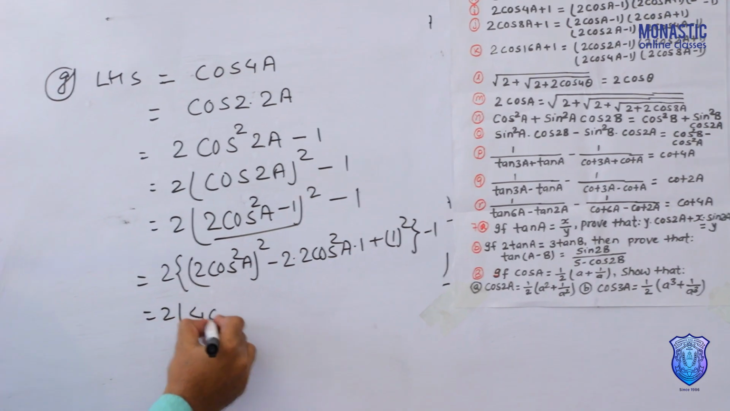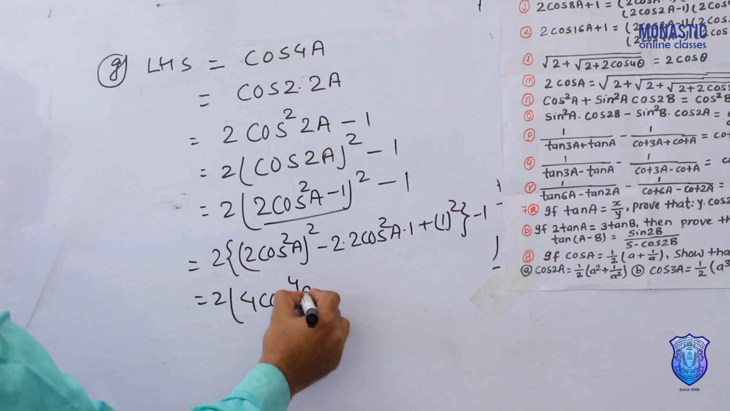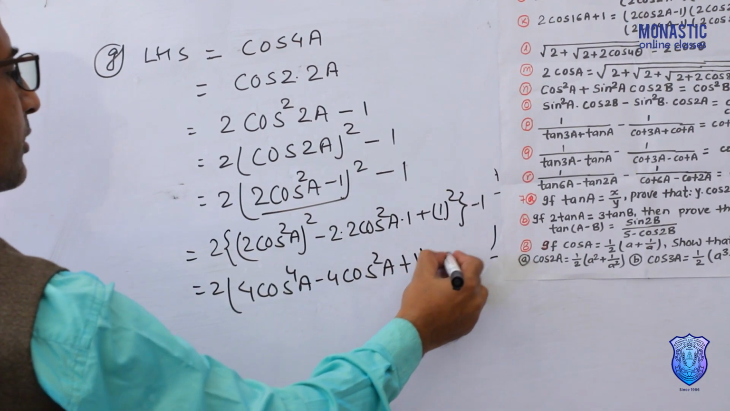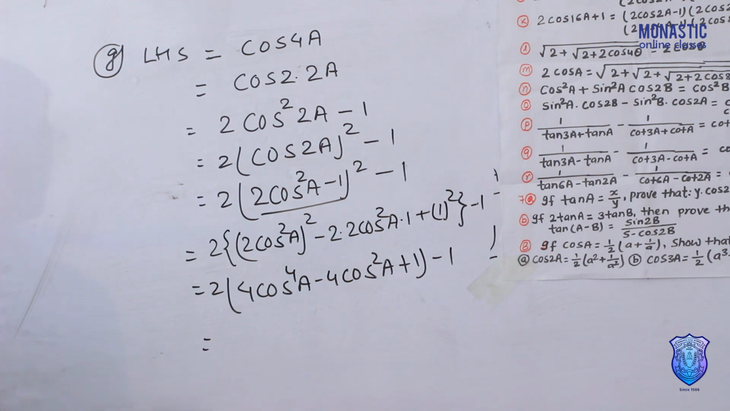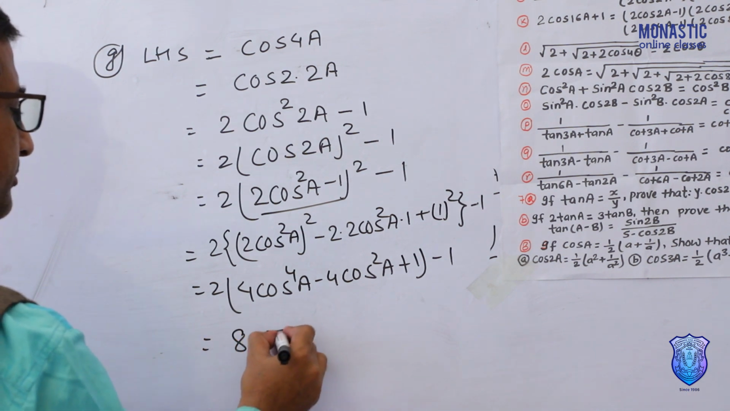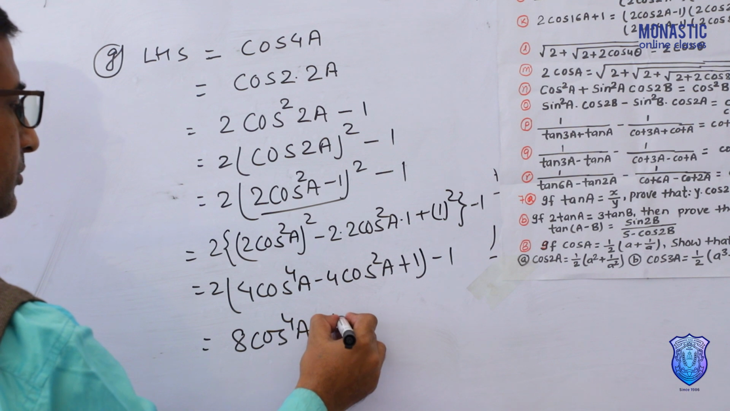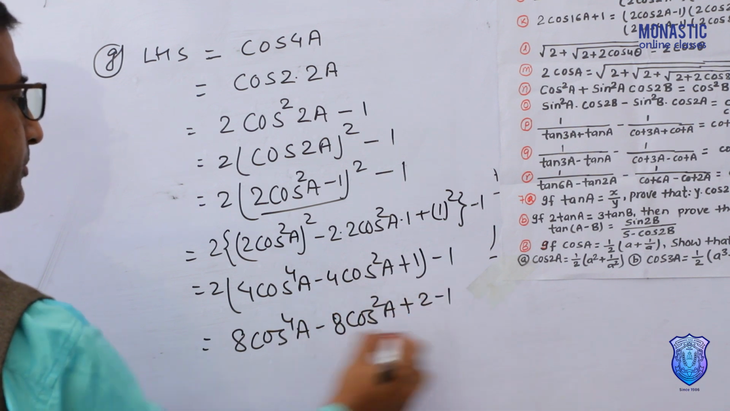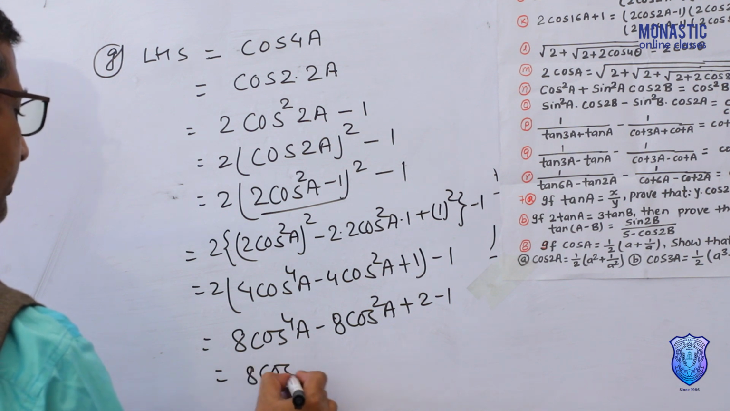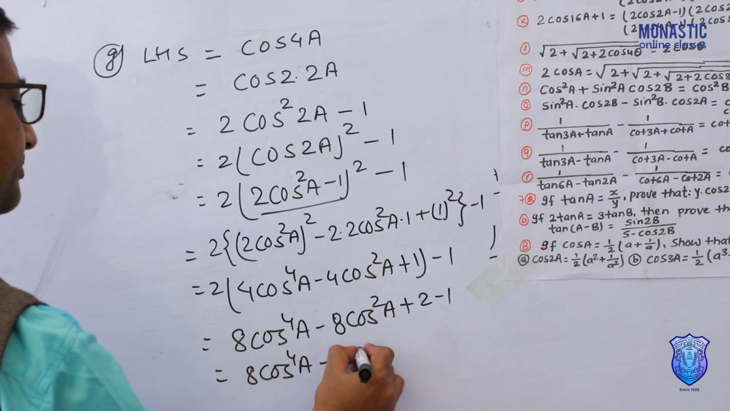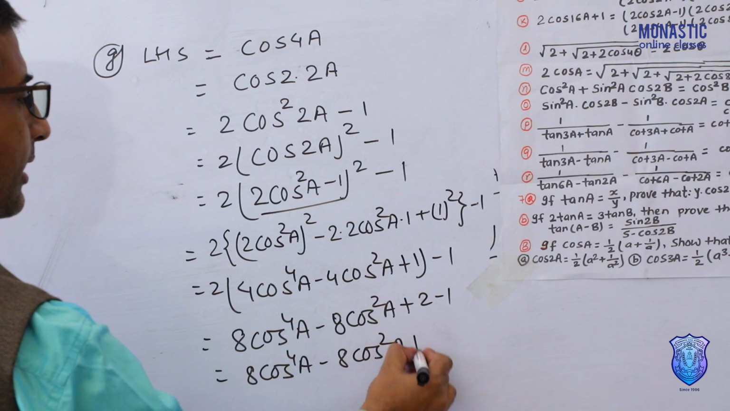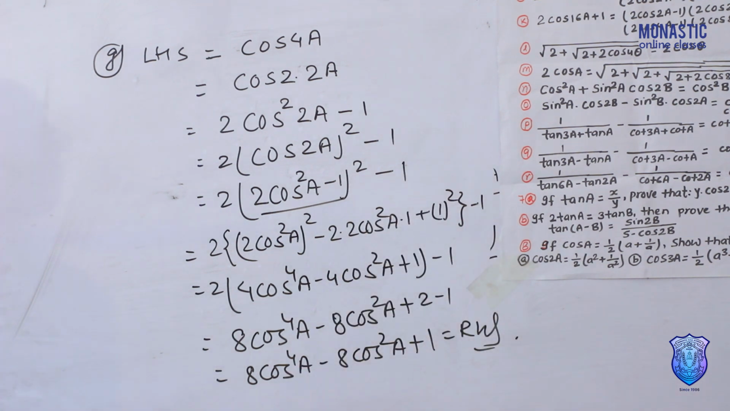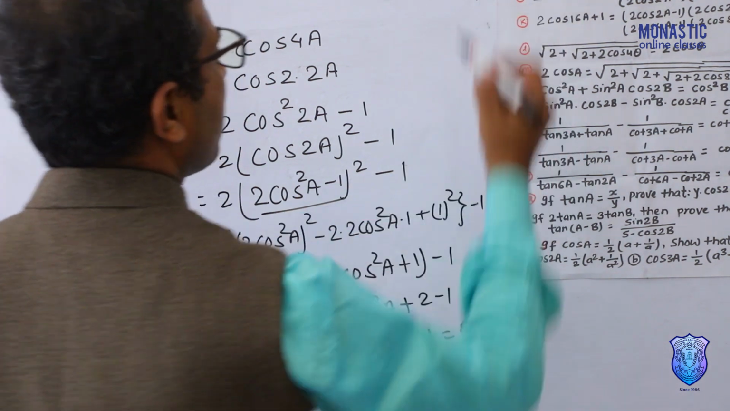Do the simplification. 4 cos square a plus 1 minus 1. Now what to do? Do the multiply. 4 twos are 8 cos square a plus 2 minus 1. Finally, what result did we obtain? That's the RHS. We have completed up to question number G.